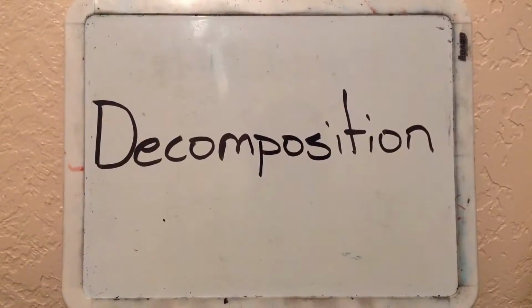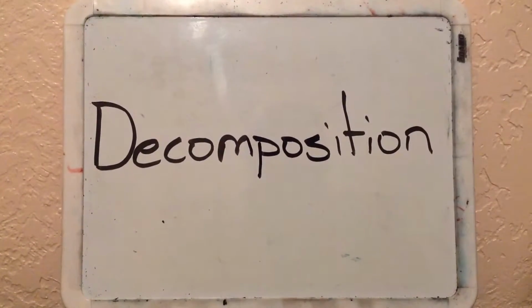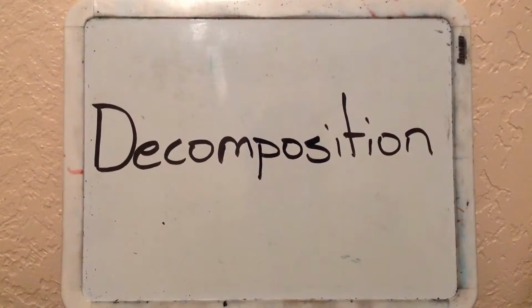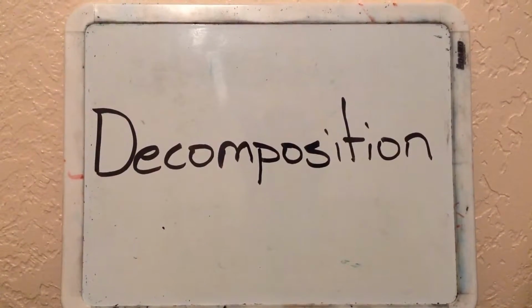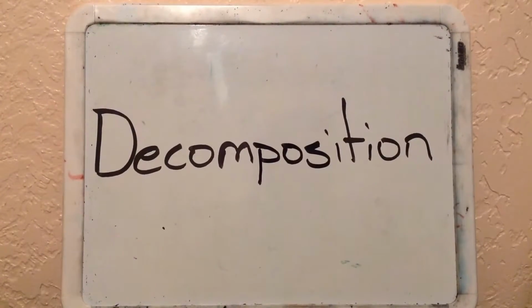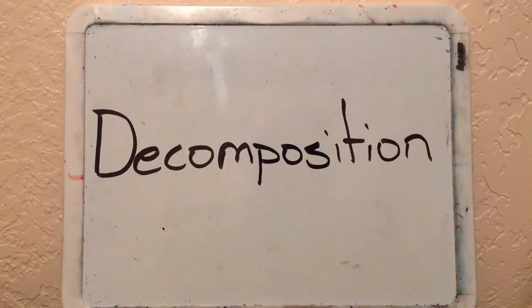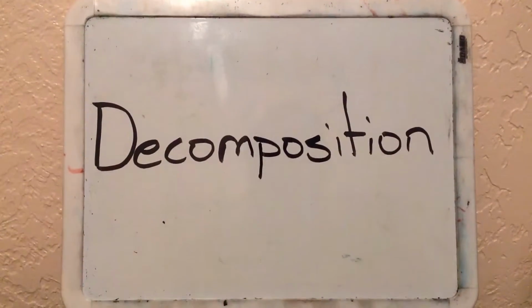Our next type of reaction is a decomposition reaction, or decomp. Now, decomposition is most easily thought of as the opposite of synthesis. Synthesis is two things together become one. Decomp is the reverse of that. One thing splits up, becomes two or more. Breaks apart into multiple pieces.